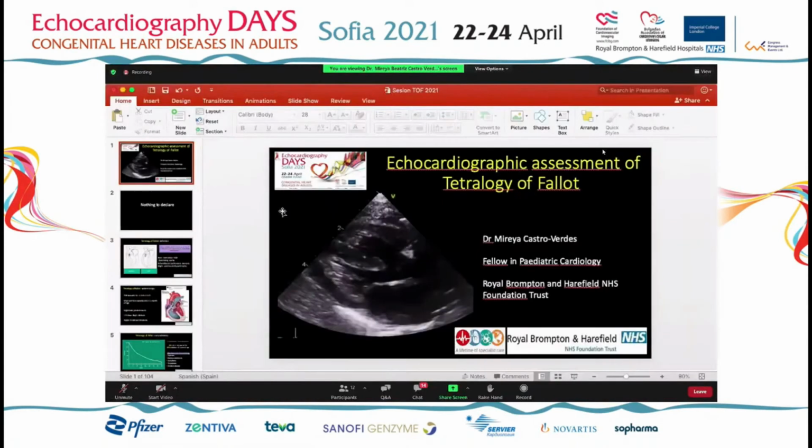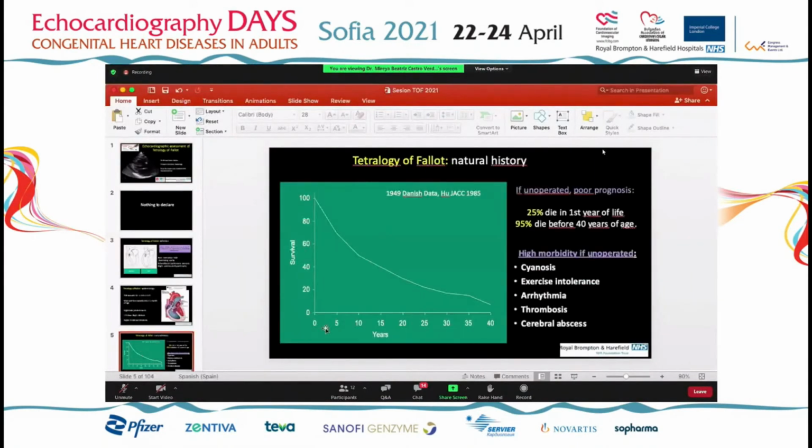Yes, so I can share again the two first slides that I included. So the natural history of tetralogy of Fallot actually carries very poor prognosis, and approximately 25% of the patients would die within the first year, untreated and without any kind of palliation, and approximately 95% of them die before 40 years of age. So actually, it's a disease that we need to treat, because otherwise our patients can die at a very early age, either in infancy or in young adulthood.